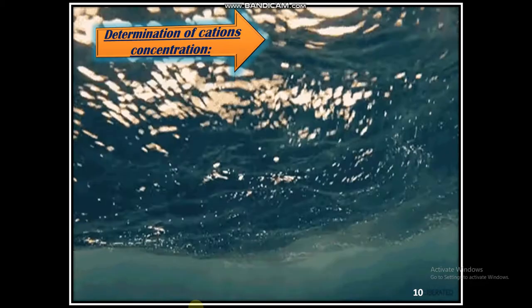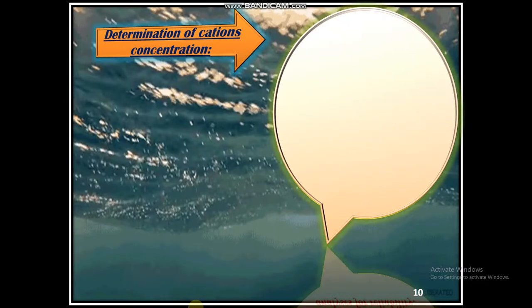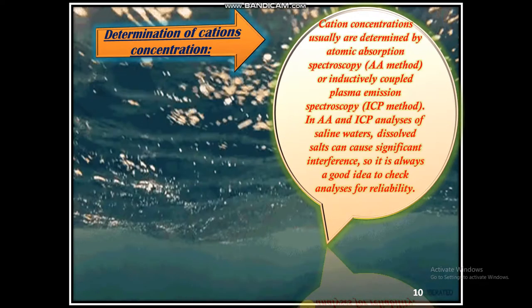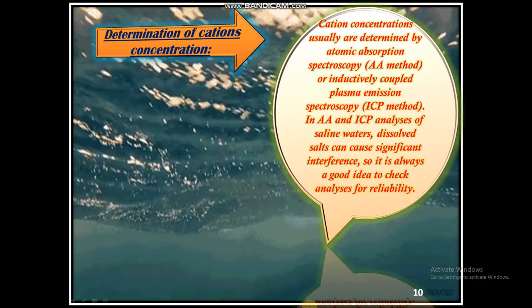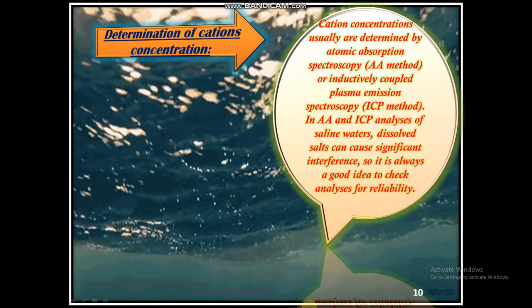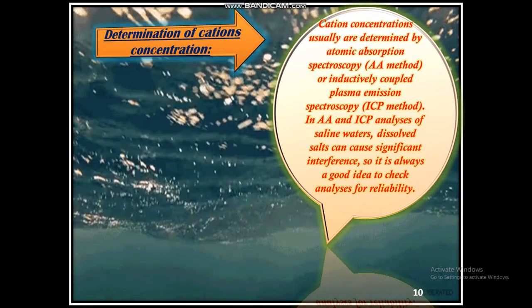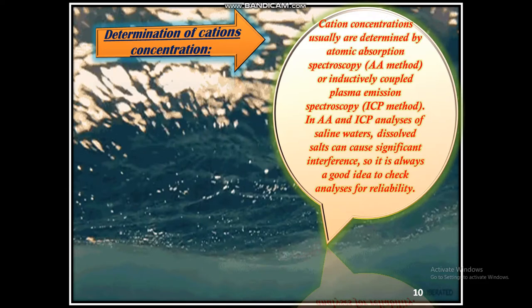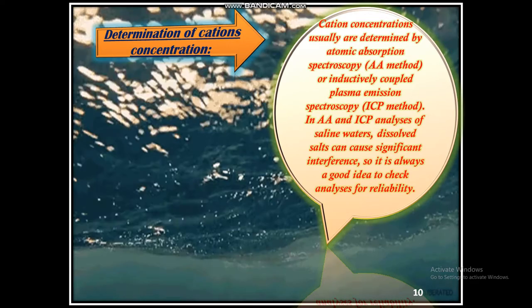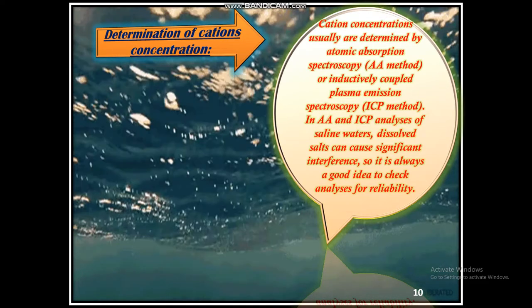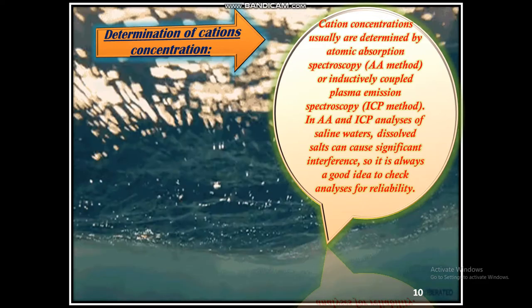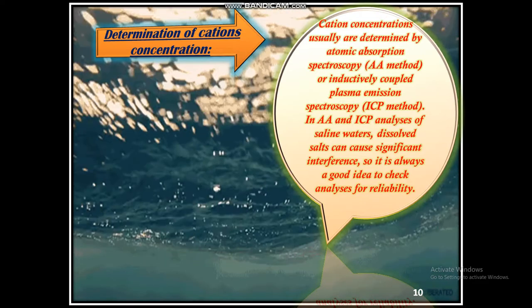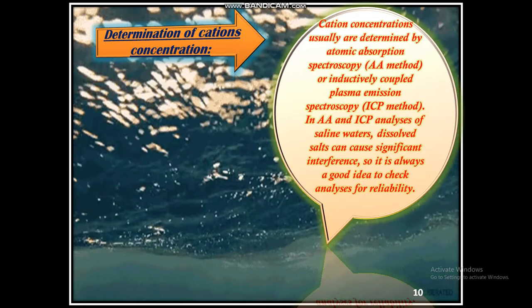Determination of cations concentration. Cations concentration usually are determined by atomic absorption spectroscopy, AA method, or inductively coupled plasma emission spectroscopy, ICP method. In AA and ICP analysis of saline waters, dissolved salts can cause significant interference, so it is always a good idea to check analysis for reliability.